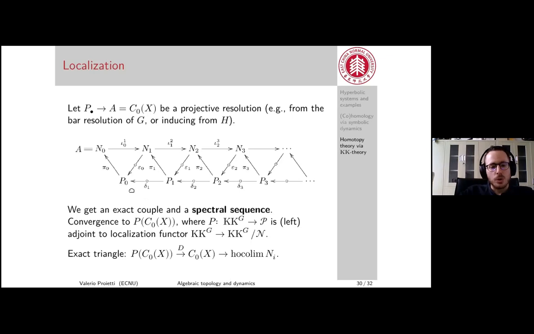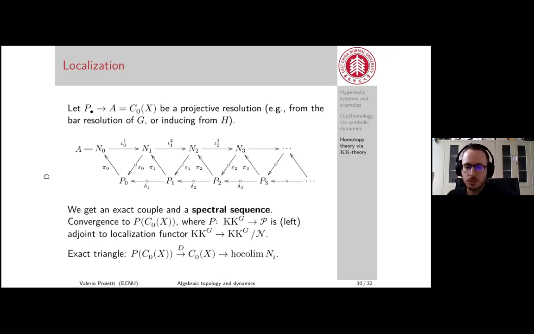And so I embed each morphism in the resolution in a certain triangle. I can do this because of the axiom of triangulated categories. And then I get these maps pi1, pi2, pi3 because these p0, p1, p2 are projective. So I can construct this tower. So by looking at the structure of this tower, we can get an exact couple and therefore a spectral sequence.